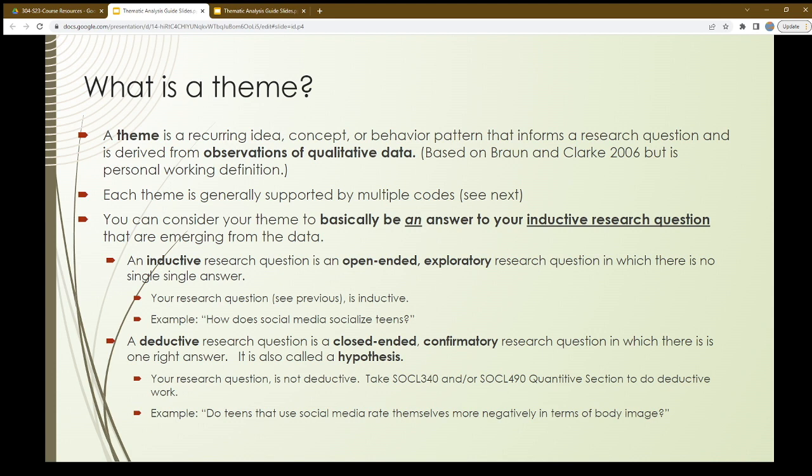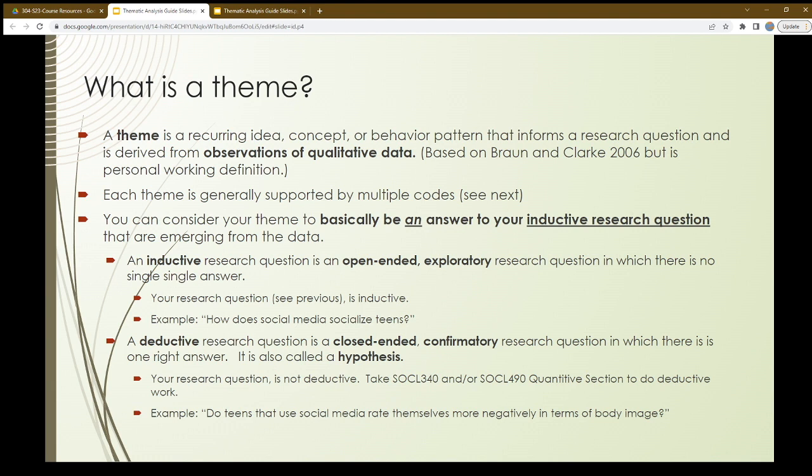Now, one of the important things to note about qualitative research is that it's by its nature open-ended and exploratory, which means that it's, quote, inductive. Inductive is where you're looking for all the potential answers. You're exploring. And generally, an inductive research question is one that is open-ended, much like the example that I just gave. For example, how does social media socialize teens? There's no one right answer to that. There are many, many answers to that. And so an inductive qualitative process like thematic analysis would be appropriate in exploring that.